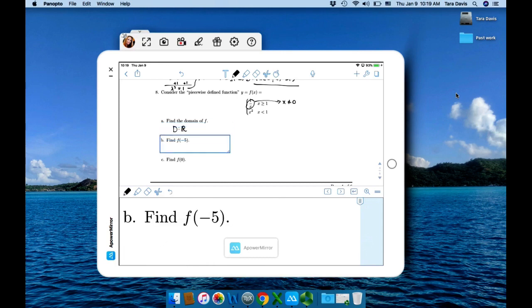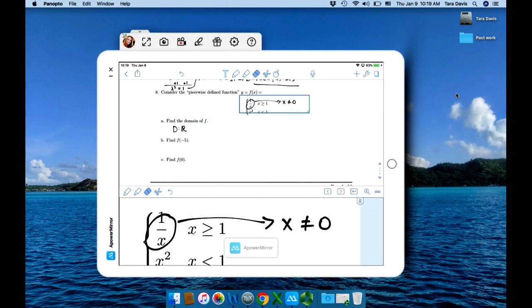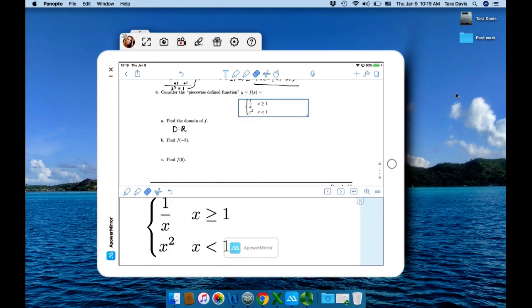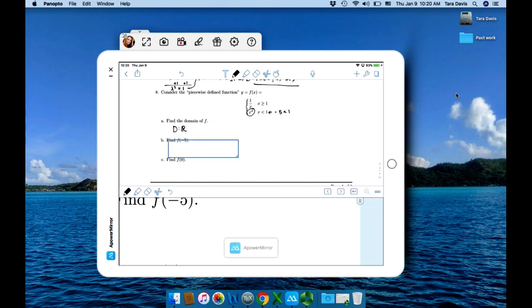Okay, so let's also find f of negative 5. So this is just one extra step. You have to look and see basically which situation am I in. When x is equal to negative 5, you have to think, is it bigger than or equal to 1, or is it less than 1? Well, negative 5 is less than 1, so we're in the second situation. So that means I have to plug into this formula. So f of negative 5 is negative 5 squared, which is 25. So after you figure out what situation you're in, then you just use the given equation and replace everywhere the x with the value you're given.